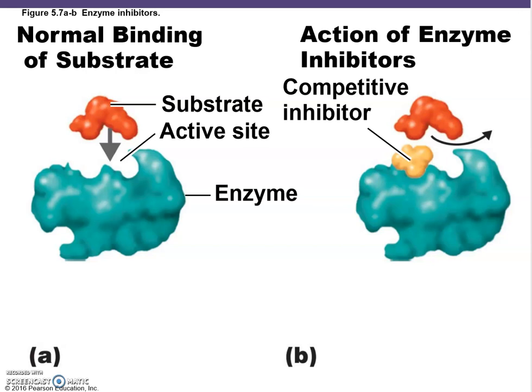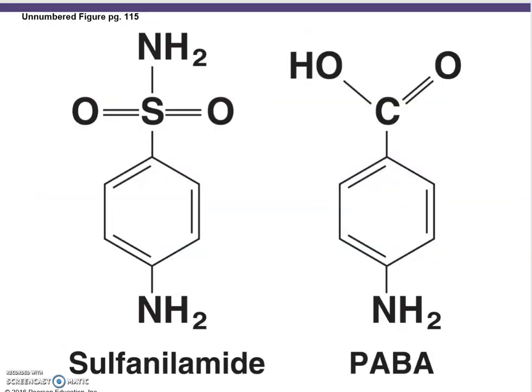Now here we have a competitive inhibitor. This competitive inhibitor just takes the spot right there where normally the substrate would fit in, and now the substrate has lost its spot, and it can't bind to the enzyme, and of course then you're not going to get any product. Competitive inhibitors, they could be reversible or irreversible, depending on how tight they're going to bind to the enzyme.